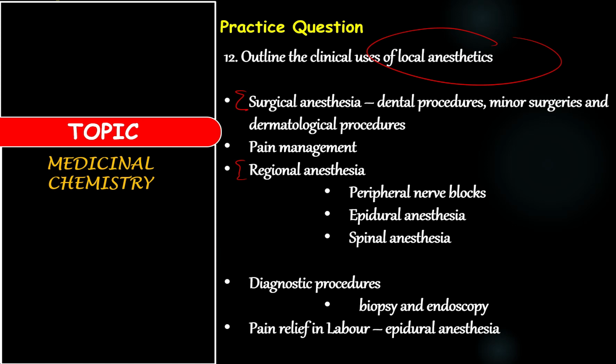Then pain in labor, this one is for epidural anesthesia into the dura mater. All right, so these are some of the clinical uses of local anesthetic: surgical anesthesia, minor surgery, dermatological procedures, and dental procedures. Regional anesthesia in regions like peripheral nerve block, epidural anesthesia, and spinal anesthesia. Diagnostic procedures like biopsy and endoscopy, and pain relief in labor. All right, so that is that.